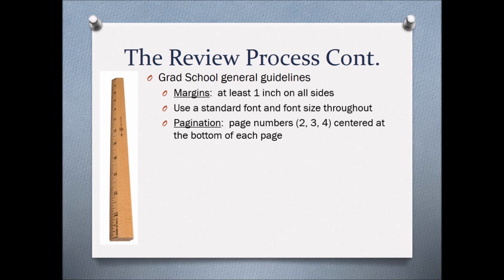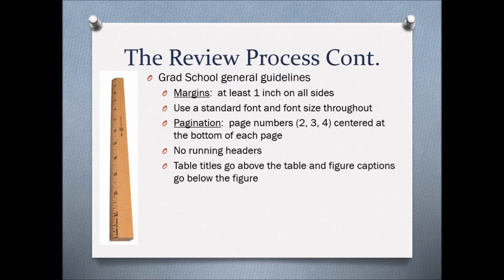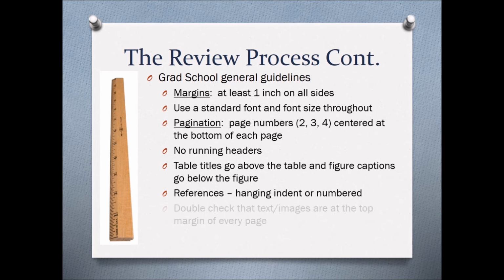Pagination: your page numbers should be at the bottom center of each page, and they should be numbers, no Roman numerals. And your page numbers should start on page 2 with the abstract, so your title page will not have a page number on it. No running headers. Table titles will go above the tables and figure captions go below the figure. Your references should be either hanging indent or numbered depending on your style guide. Double check that text and images begin at the top margin of every page.